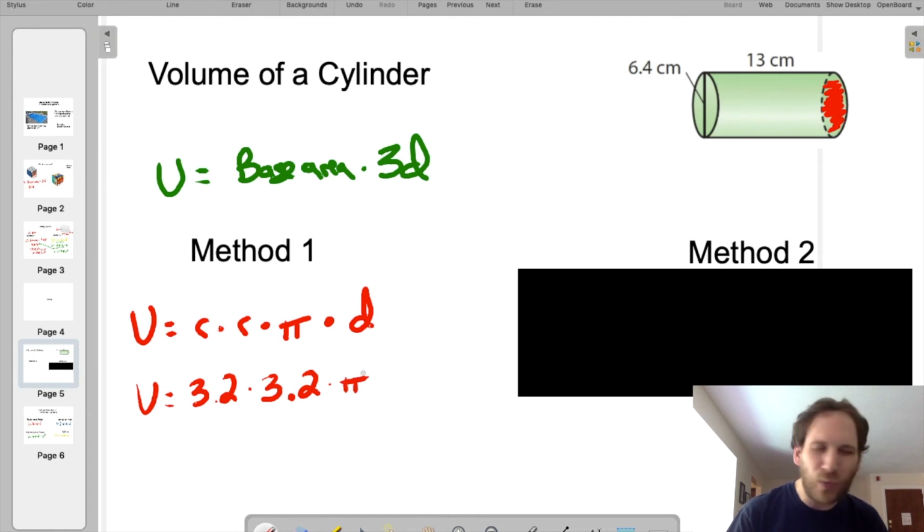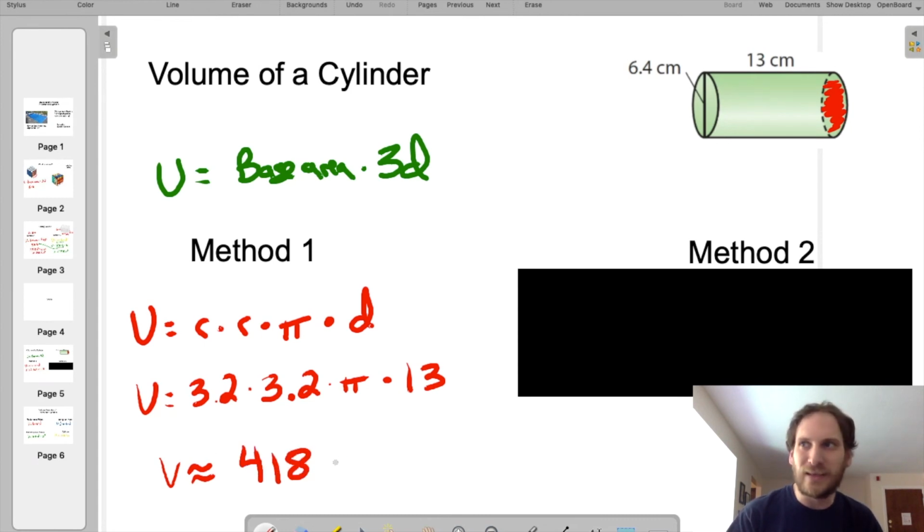Pi is about 3.14 or 3 14/100, but it's not exact, so it's best if you can use the pi button on your calculator. And then our three-dimensional measurement here is 13. If I type all of this into a calculator, it is not exact because pi is not exactly 3 14/100. So it is going to be about 418 21/100. In this case would be centimeters cubed.